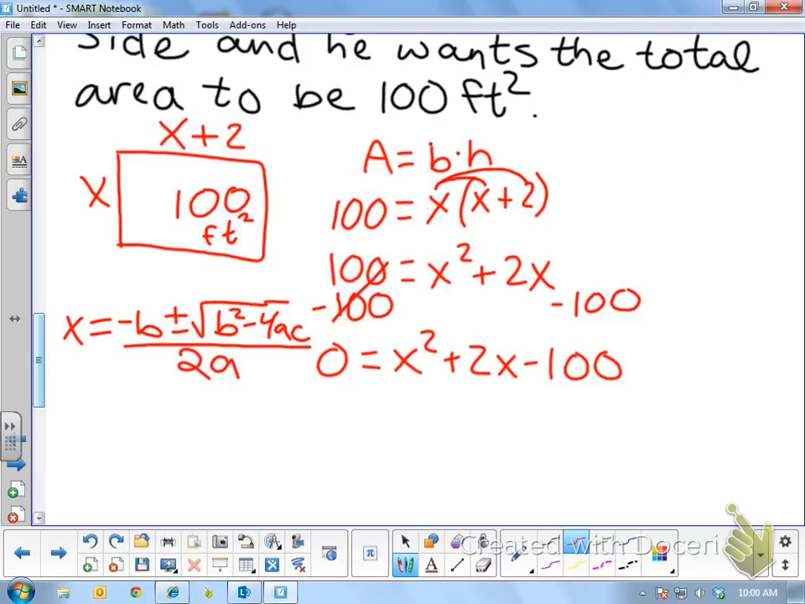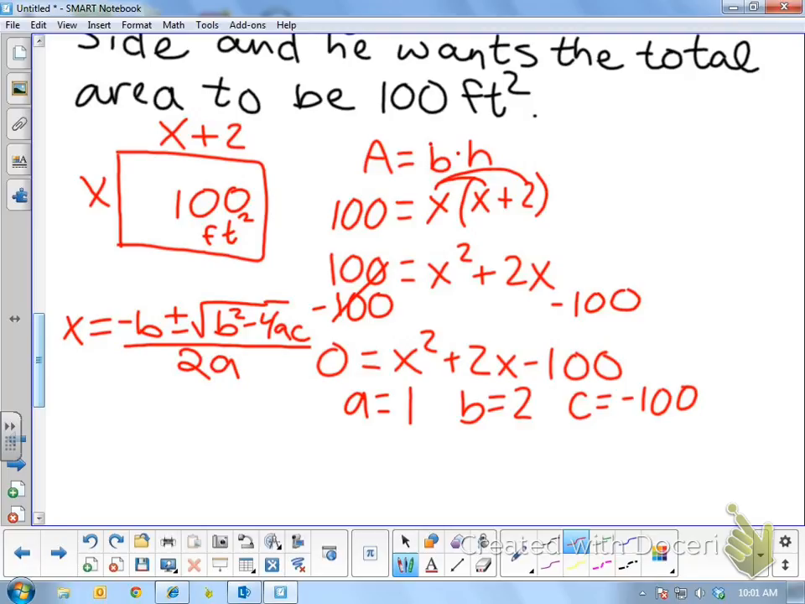So if we're going to use that formula, we need to know what A is, what B is, what C is. So we have to look at our equation and identify A, B, and C. A is always in front of x squared. Always. So Zach said A is 1. B is always in front of x. So what is B? 2. C is always the last number without the variable. So C is negative 100.